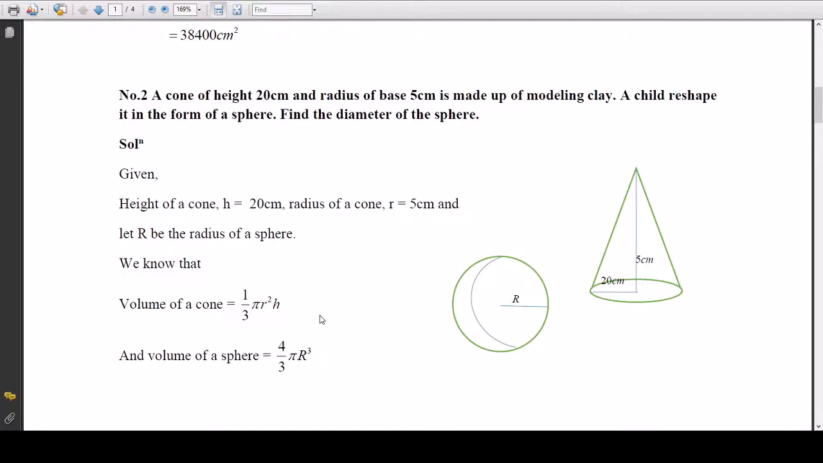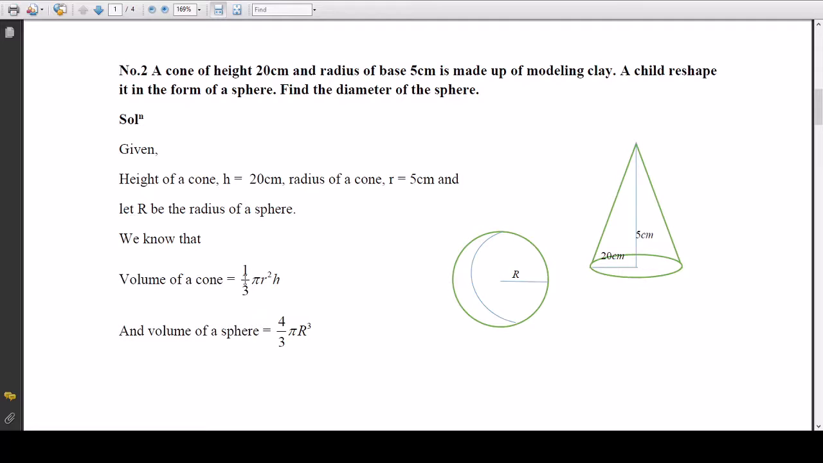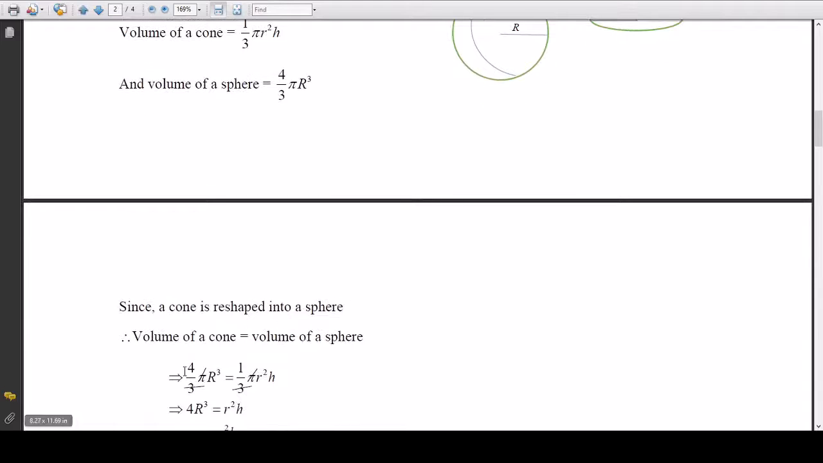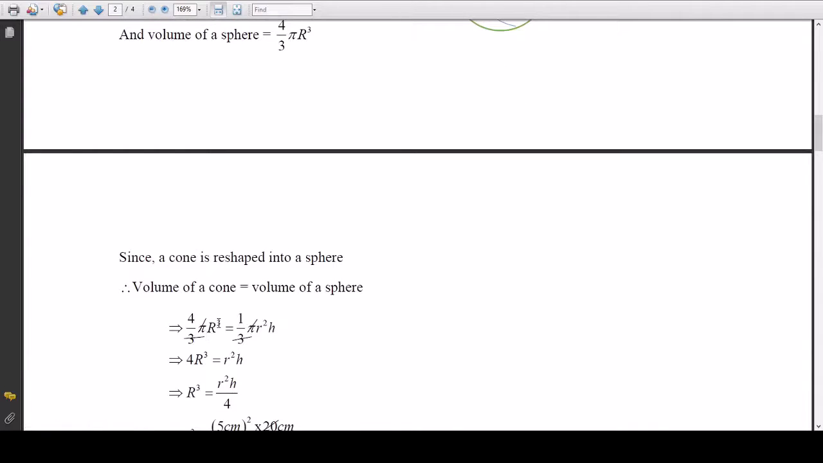Okay, now since it has been reshaped into the form of a sphere, the volume of the cone and the volume of the sphere should be equal. That means 4 by 3 pi R cubed should be equal to 1 by 3 pi r square h. Cancelling pi from left and right, and 3 which is in the denominator on both sides, you will be remaining with 4 R cubed on the left, and on the right side r square h.